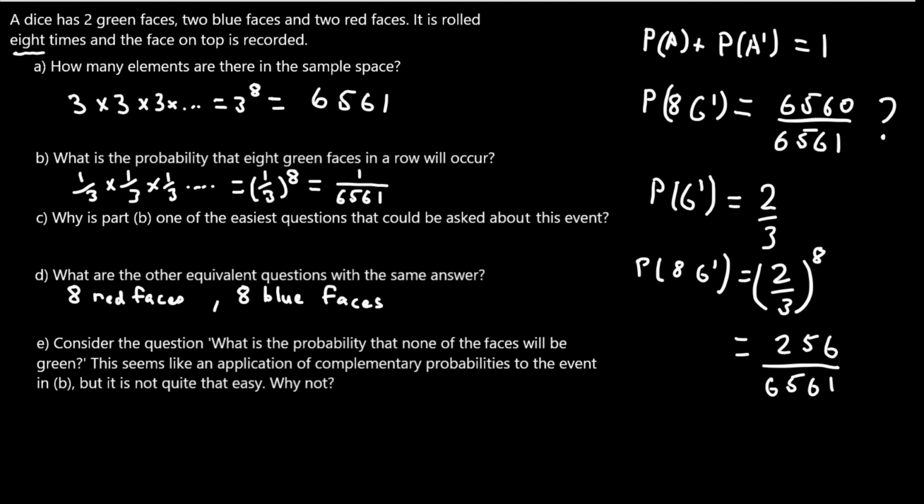Now you can see there's a big difference between what we first thought, if we thought of it as a complementary event, and what we actually get. And the reason is because there's so many chances in those 8 rolls that one of those faces could be green. The chance that none of them are green is probably not that big. So that's why we've only got 256 over 6,561.